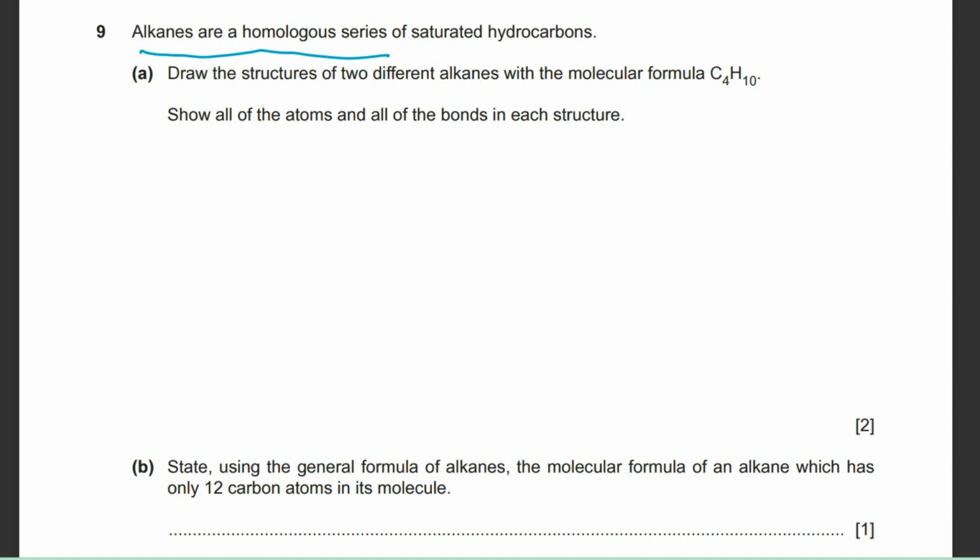In this question, we are asked about alkanes, and we know alkanes are a homologous series of saturated hydrocarbons, which means the carbon atoms are filled with the maximum number of hydrogen atoms. So here we are asked about C4H10, which is butane. We are asked to draw the structure of two different alkanes with the molecular formula C4H10.